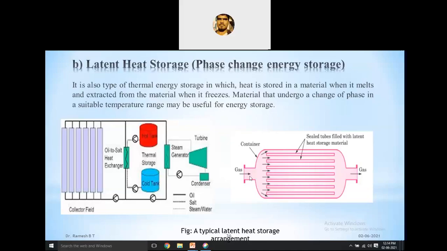The only exception is refrigeration. In the refrigerator, heat flows from lower to higher with the help of work. That is different. But naturally, heat flows from higher to lower. So here the gas has a lower temperature, and inside the coil or tube is higher temperature for the heat exchange, and that heated gas is taken to another section where it can be used for any other useful purpose. So this is the typical arrangement of a latent heat storage system.